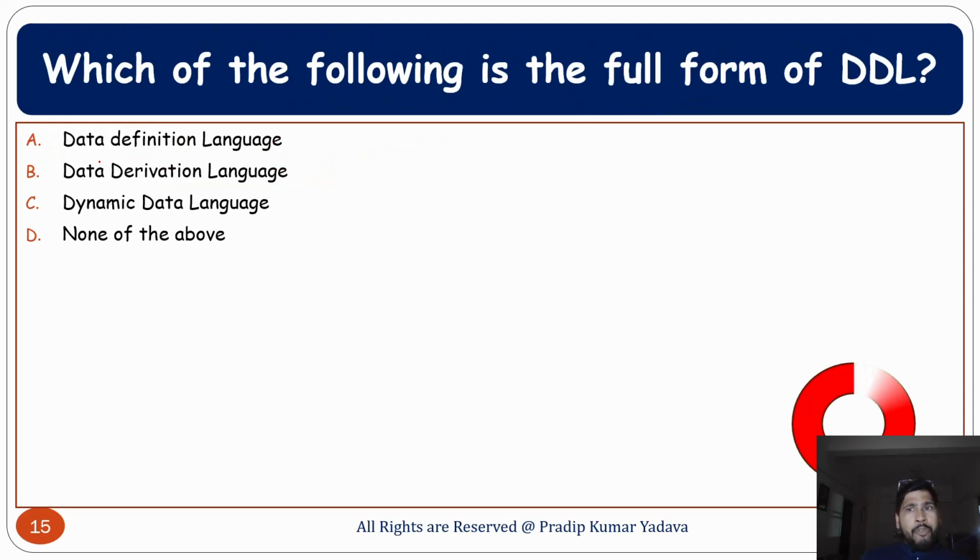Which of the following is the full form of DDL? So basically the full form of DDL is data definition language. So A option is correct option.